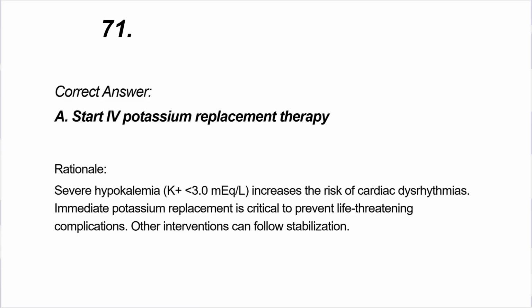Questions 71 to 75. Trend and critical thinking. 71. A. Start IV potassium replacement therapy. Rationale: severe hypokalemia, K+ 3.0 mEq per L, increases the risk of cardiac dysrhythmias. Immediate potassium replacement is critical to prevent life-threatening complications. Other interventions can follow stabilization.